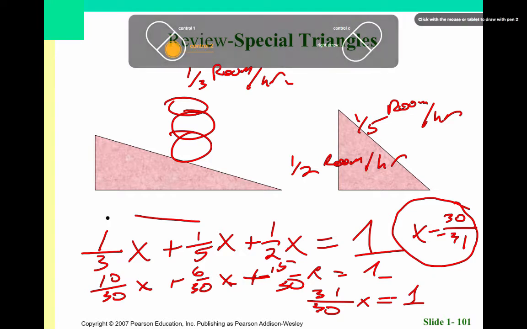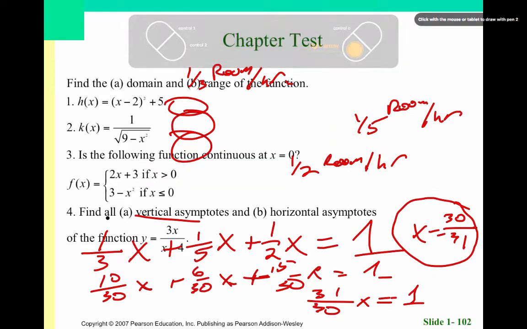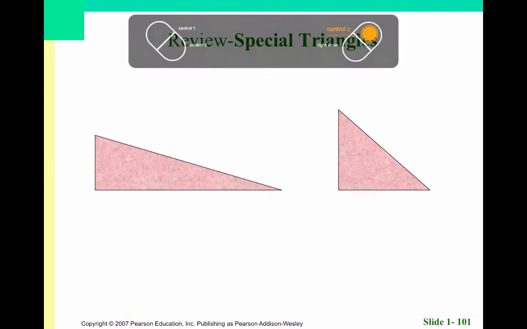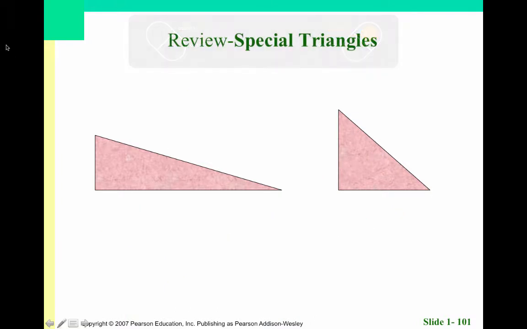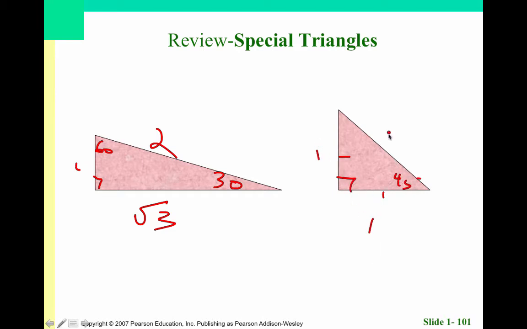These are on here because you need to remember 30, 60, 90s, and 45, 45, 90s. Please, you're going to need these all year long. 1, 2, square root 3. 45, 45, 90s, isosceles right triangles: 1, 1, square root 2. So please remember special right triangles. They will come up again in this class for a while.